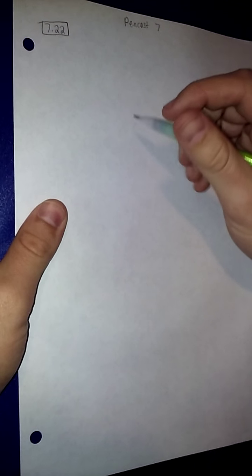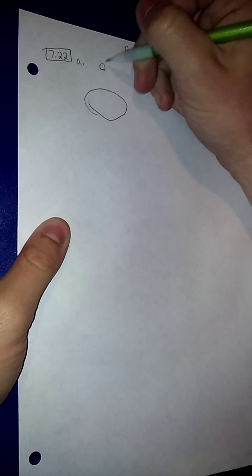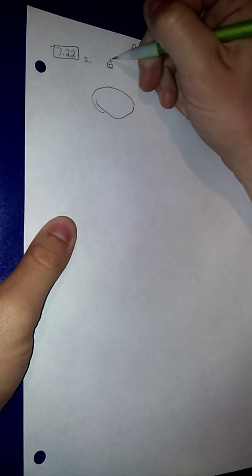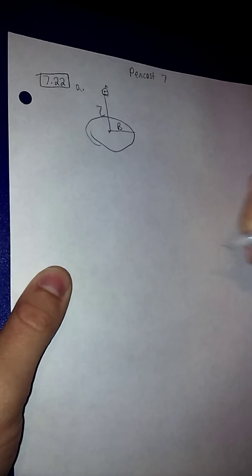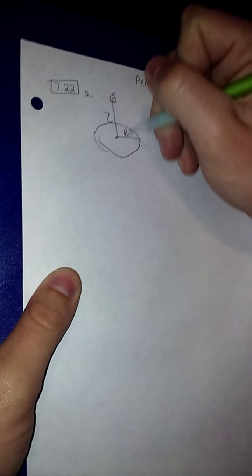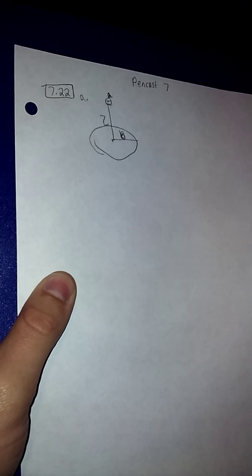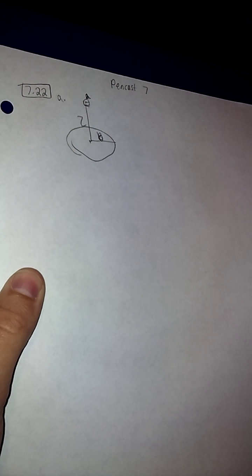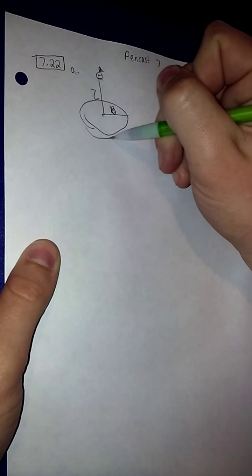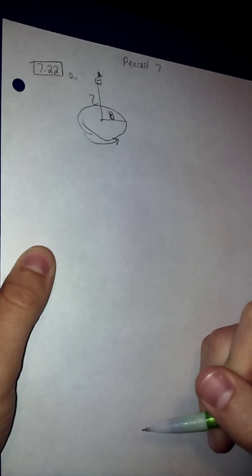Pencast 7. This is problem 7.22 from the book. We have two discs, one smaller one of radius a, and then a bigger one of radius b, separated by distance z. In part A, suppose there's a current I going around this bottom loop.